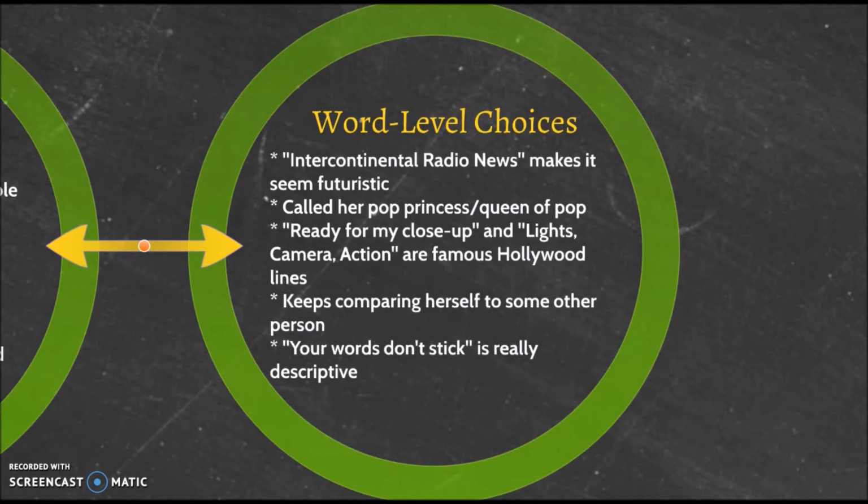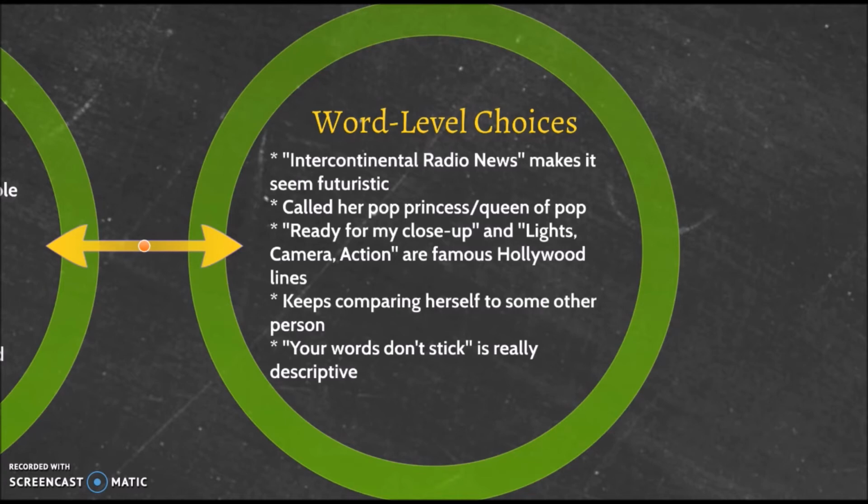And she keeps comparing herself to some other person. We don't know who that person is, but think about it as someone that maybe they're competing against, or someone that is their antagonist, if you would. And I like how they also use descriptive words like "your words don't stick." That's a very descriptive type of language. And, with the idea of they don't stick, what does that mean?